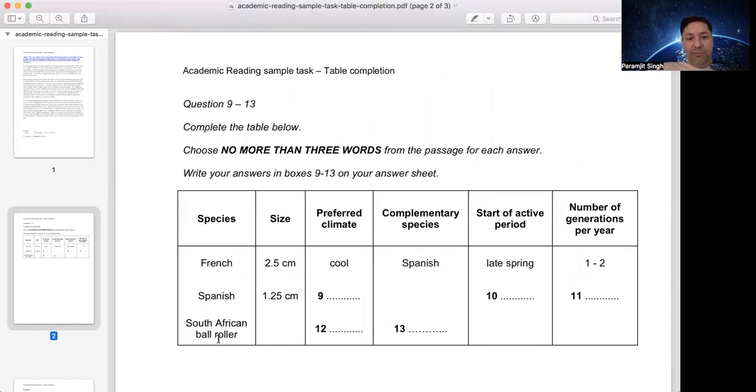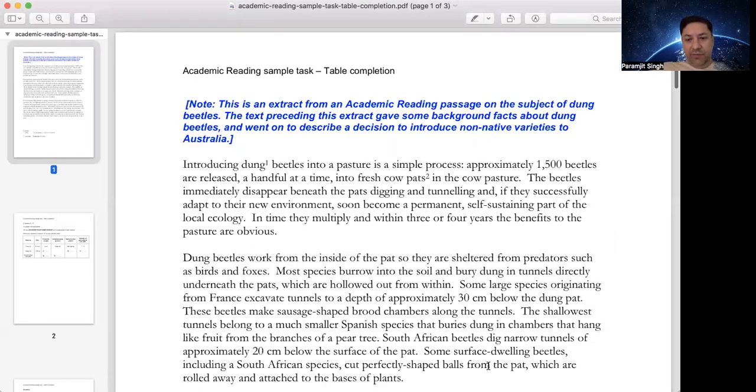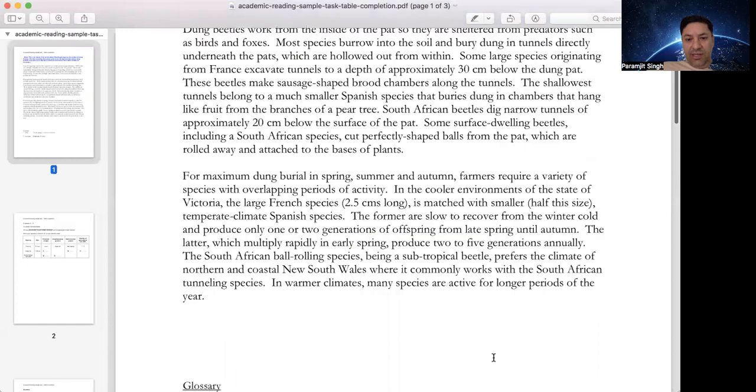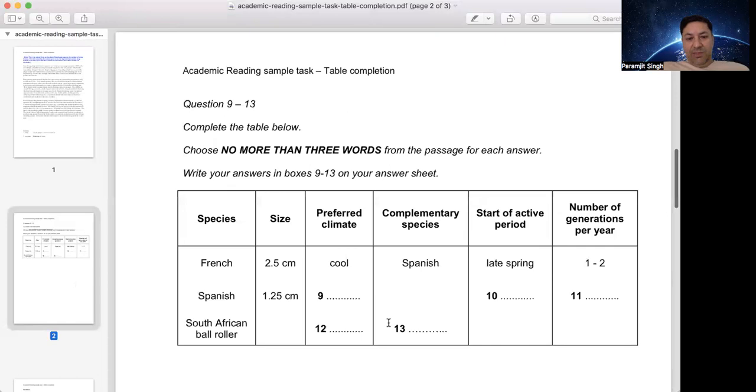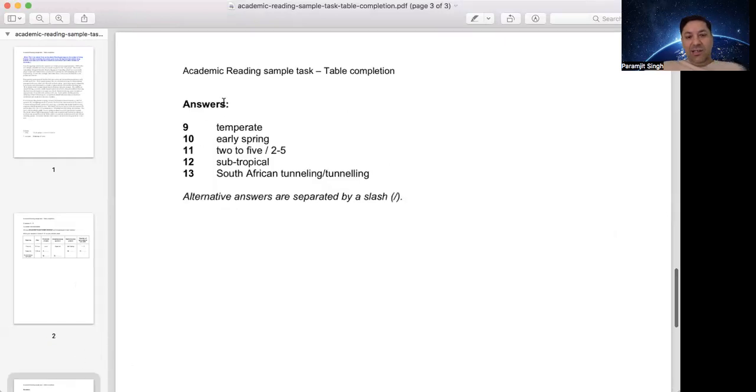For the South African ball roller, we have to give the climate and complementary species. The South African ball roller, in the third paragraph, is mentioned as a subtropical climate beetle and it works with South African tunneling species. So answer will be South African tunneling species in 13. So like this, you have to find the information and complete the table.